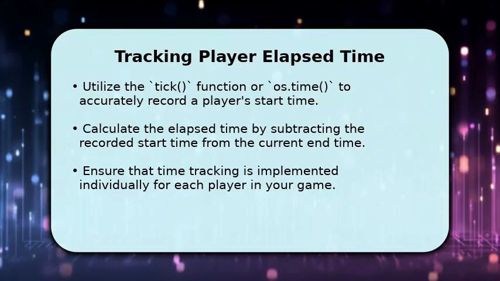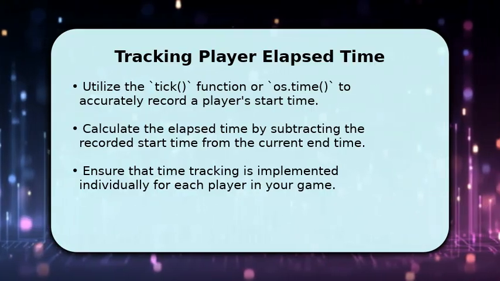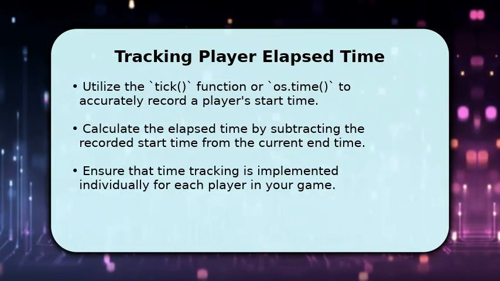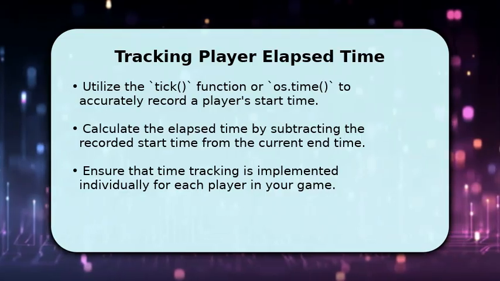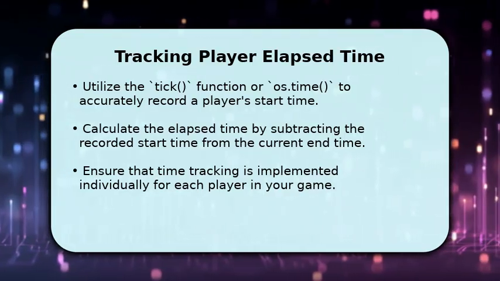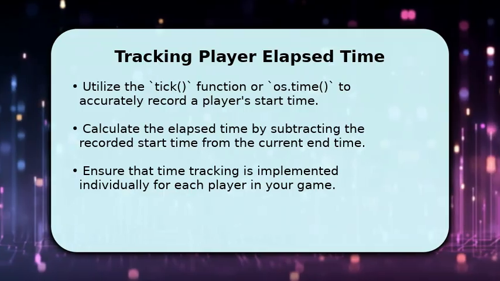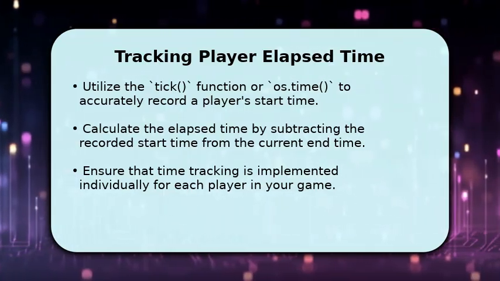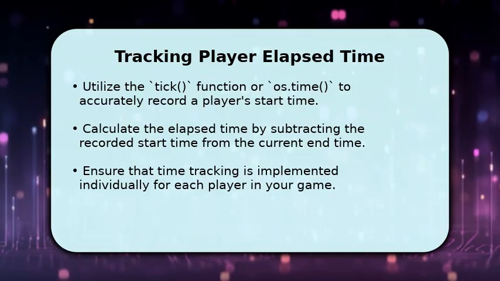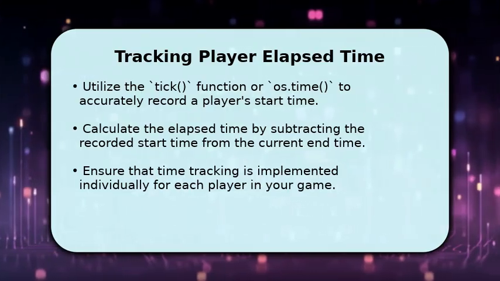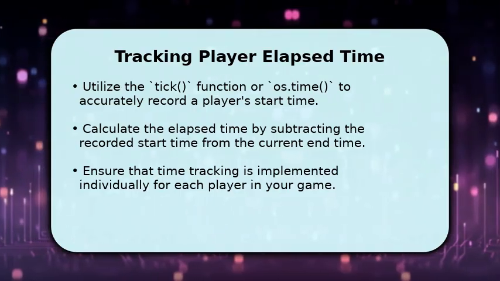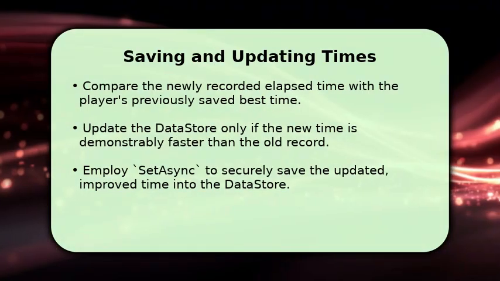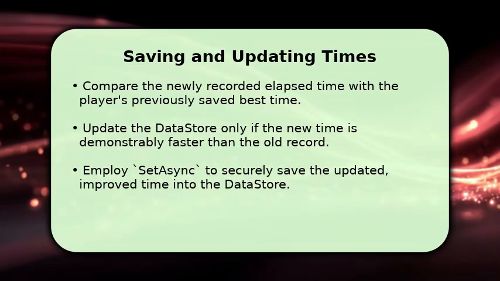Now let's focus on tracking player time. You can use the tick function or OS time to mark the precise moment a player begins an activity. When the activity concludes, simply subtract the initial start time from the current time to get the total elapsed duration. It is vital to track these times individually for every player, perhaps storing their start time in a table or a dedicated variable. This method provides a reliable way to measure performance down to fractions of a second, ensuring fair competition.